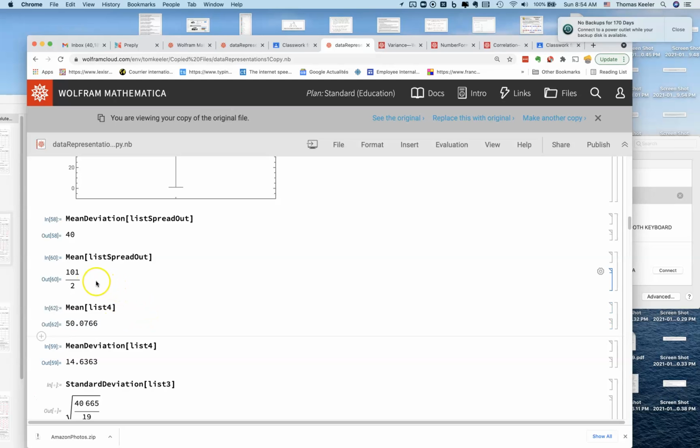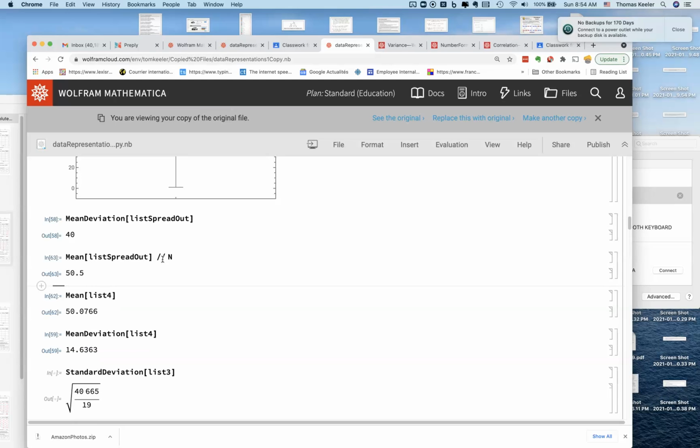Okay. So the means are very close. And then you might say, well, I don't like that one, right? So you can do that /n, and it'll change from a fraction to a decimal. Okay, so you see the means are essentially very similar, but the deviation, how far on average you are from the mean, is much greater.